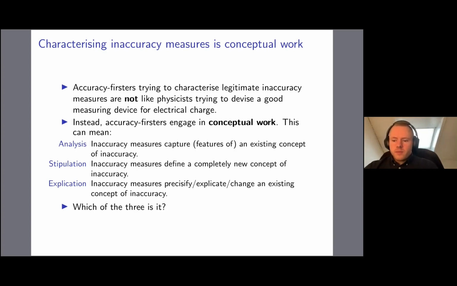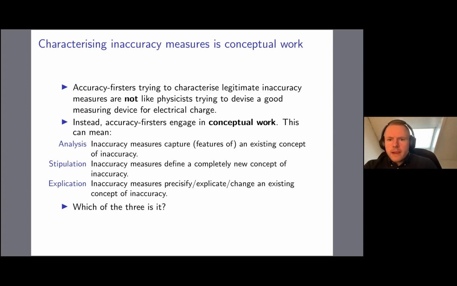Now, interestingly, this again makes for three views one can have on what accuracy firsters do. And in this case, I know of no explicit adherence to one of the three views. But I'm going to tell you what I think is going on, or at least what I think accuracy firsters in some sense claim to do. I want to rule out stipulation right off the bat because I think there is a pre-existing concept of inaccuracy. The simple fact that we can think about the principle of truth directedness and find it intuitively plausible seems to me to suggest that there is some kind of pre-existing idea of inaccuracy. So this leaves us with analysis and explication.